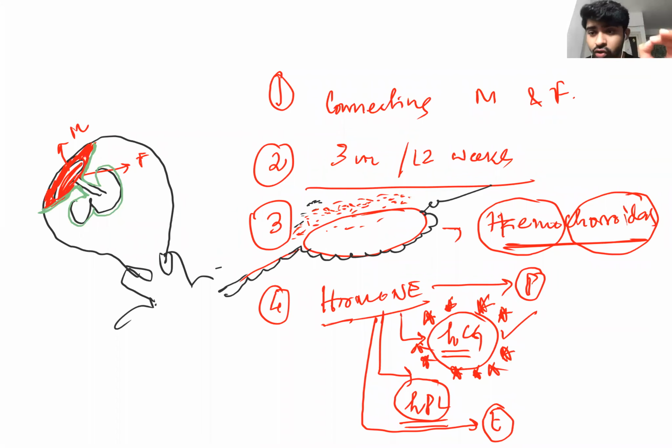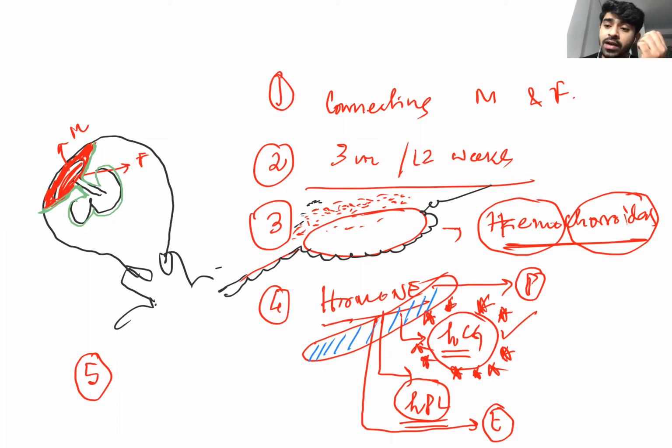There are a lot of other hormones too, but I am not mentioning them because they are not mentioned in NCERT. These are the hormones which are released from the placenta. The hormones which I have written on the board in red color are released from the placenta. Now I will mention a few hormones which are released by the ovary during the time of pregnancy.